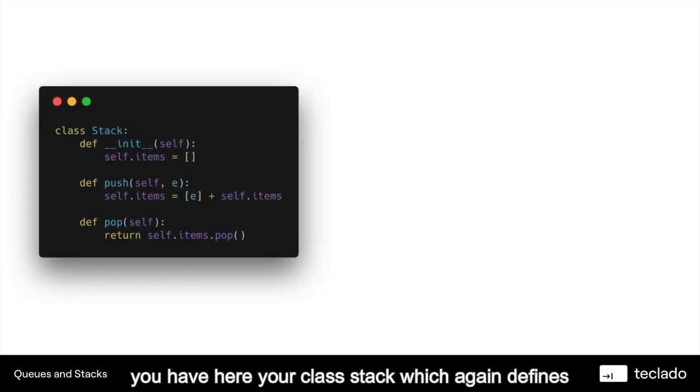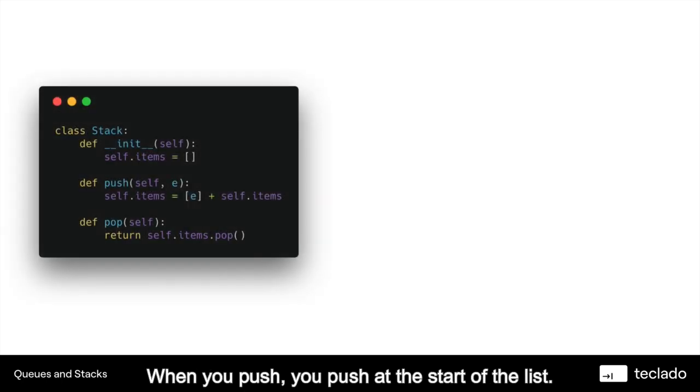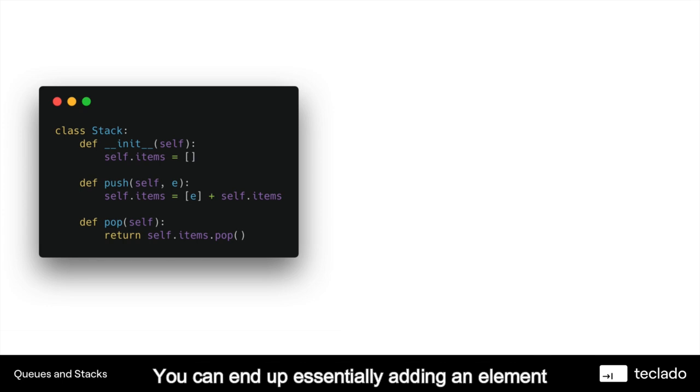And again, implementing this in Python, you'd have here your class Stack, which again defines self.items to be an empty list. When you push, you add at the start of the list. So we are saying that self.items now is a list of only the new element, which is the parameter, plus self.items. So that's going to join the two lists together. You're going to end up essentially adding an element at the start. And pop is just going to do self.items.pop().